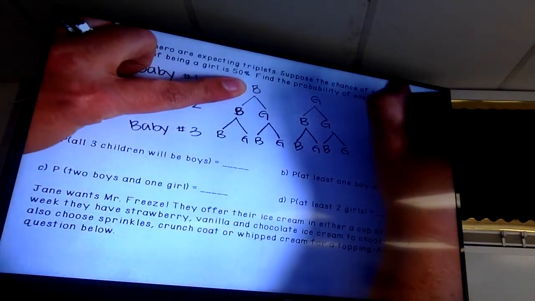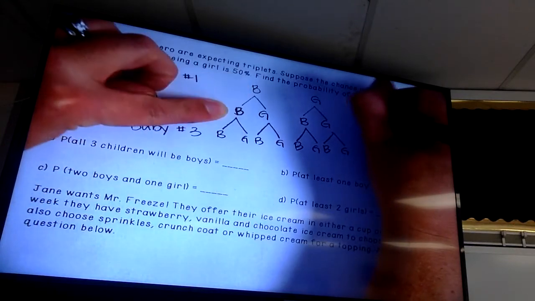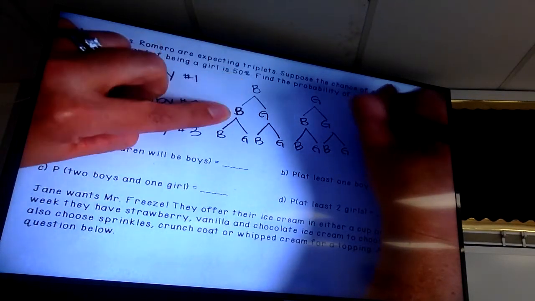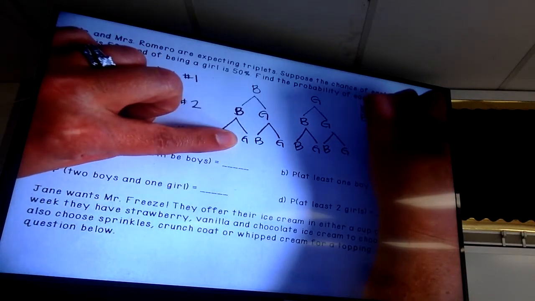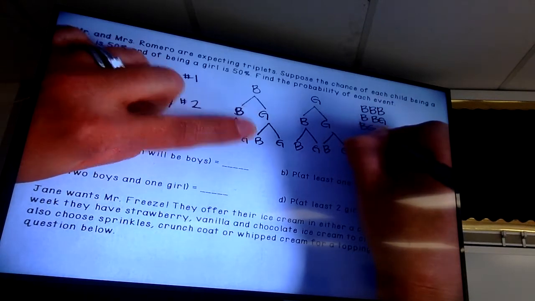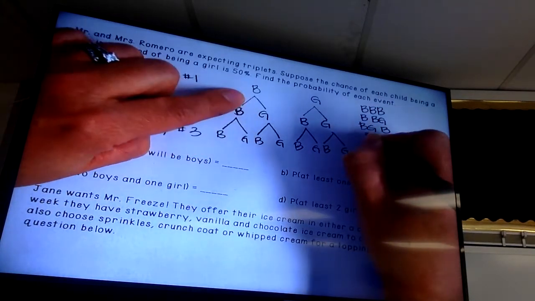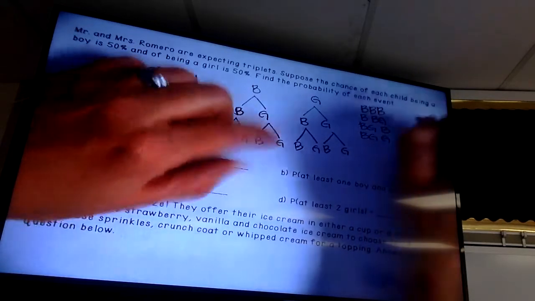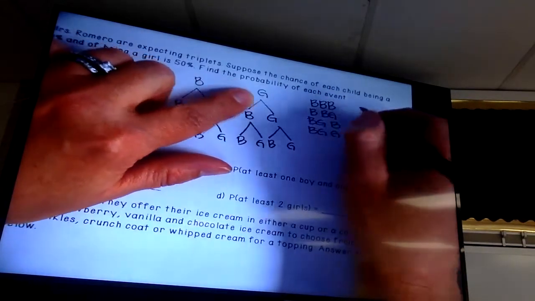So I'm going to use my tree. I could have a boy, a boy, a boy. They could have a boy and a girl. They could have a boy, a girl, and a boy. They could have a boy, a girl, and a girl. Or, now we're done with that tree, we're going to use this tree.